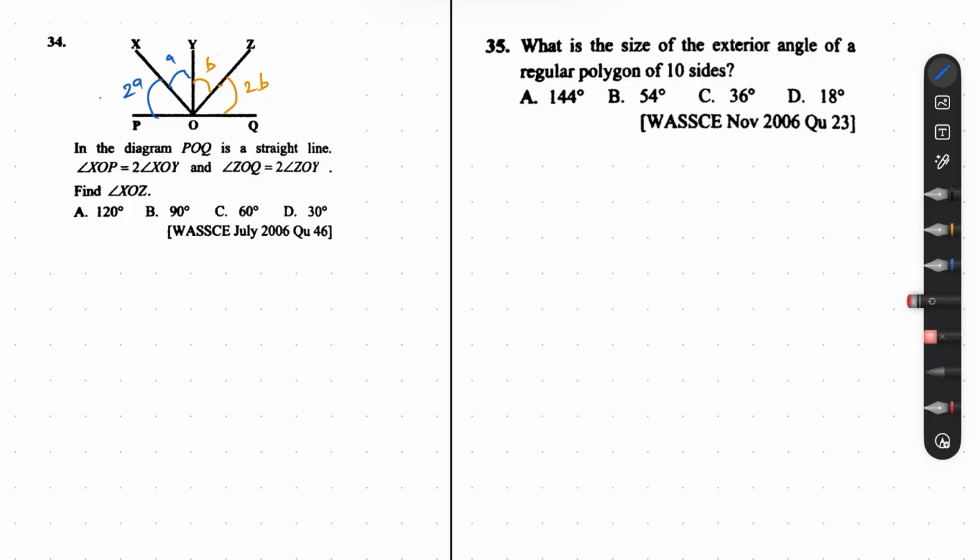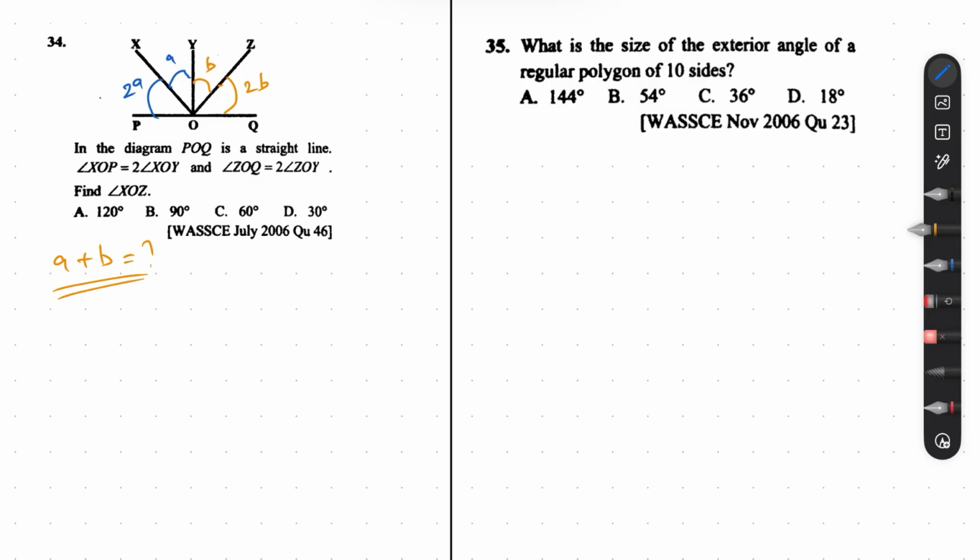Find angle XOZ. So we are trying to find this angle together. That is A plus B. We are trying to find A plus B. That's what we are looking for.